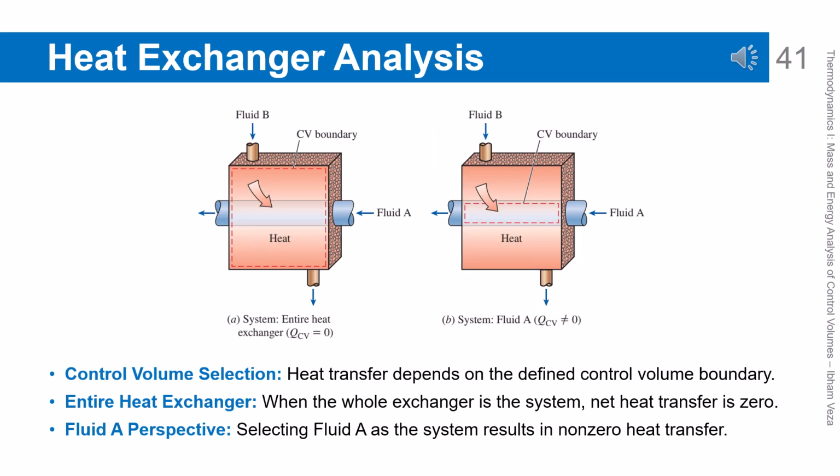Heat exchanger analysis. The selection of the control volume boundary determines the form of the energy equation. If the entire heat exchanger is taken as the system, there is no net heat transfer to the surroundings. If only one fluid is analyzed, then heat transfer between the fluids must be included. Heat always flows from the higher temperature fluid to the lower temperature one. Insulation plays an important role in maintaining system efficiency.